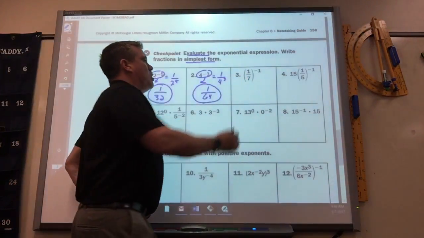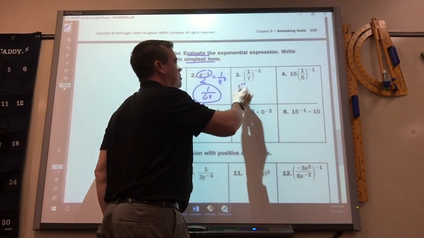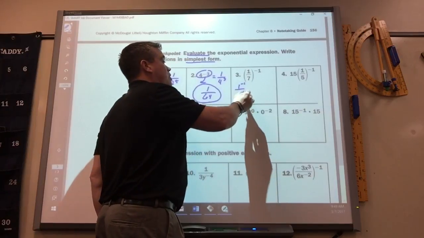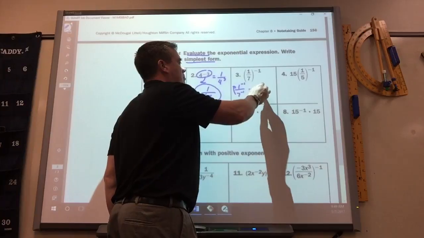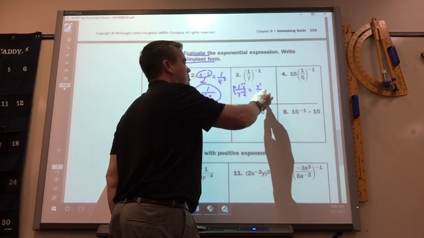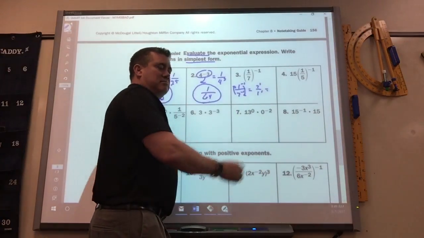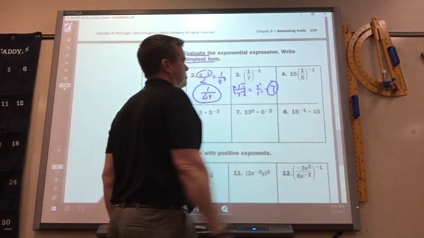Here you got to raise them both to the negative, which means you'd have to flip them both. That would move up, this would move down, and then you got to simplify it, just 7.